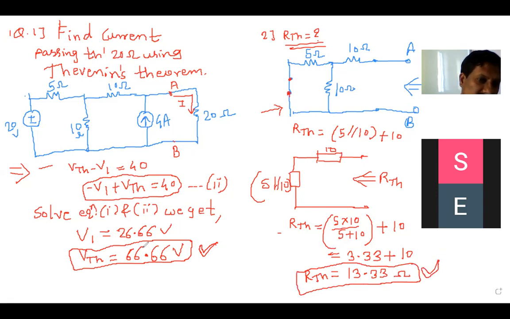VTH is here, RTH is here. Okay, and we have to calculate now the current passing through 20 ohm. But before that, we have to draw the Thevenin's equivalent circuit. That is step number 4.